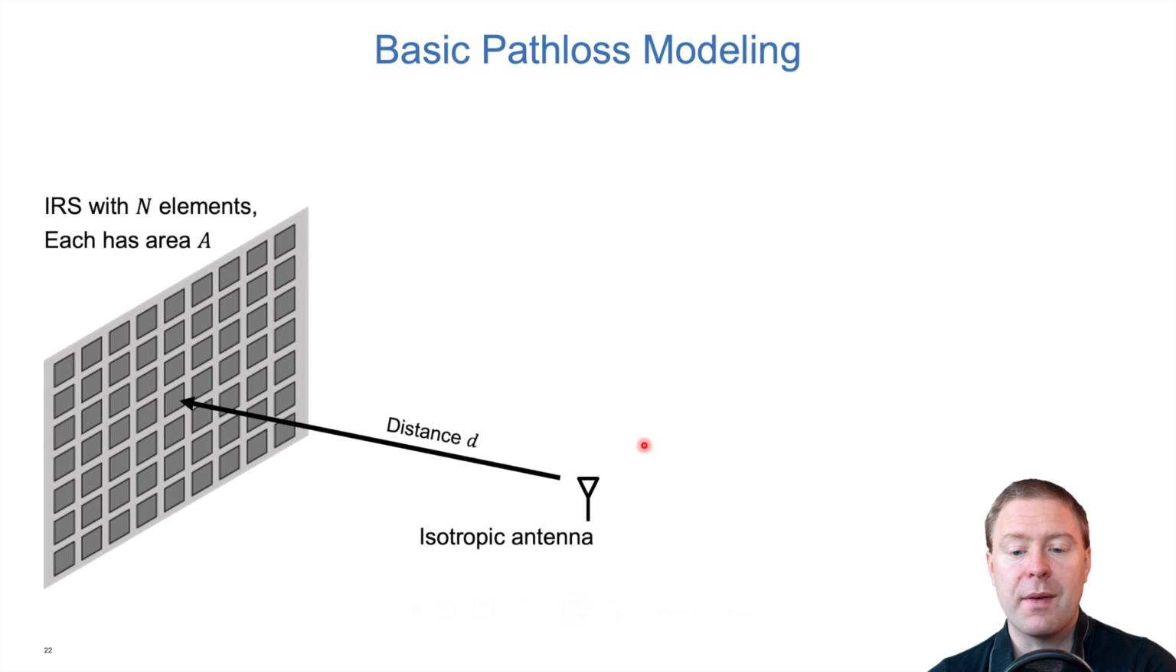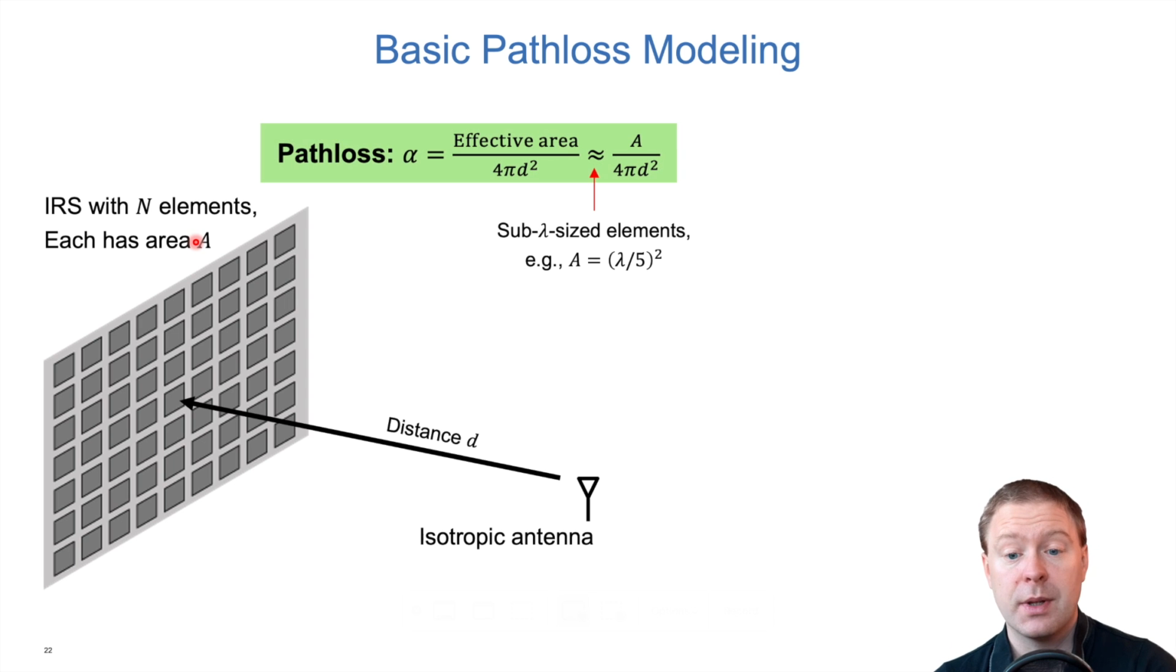So suppose we have a transmit antenna here at a distance d from the elements, and the IRS contains n elements, each of them having an area A. How do we model the path loss in a situation like that? Well, the path loss when we are transmitting from an isotropic antenna is to take the effective area of the antenna that we are receiving with, in this case the element size here, and we divide by 4 pi d square, where d is the propagation distance. This is in line of sight, of course.